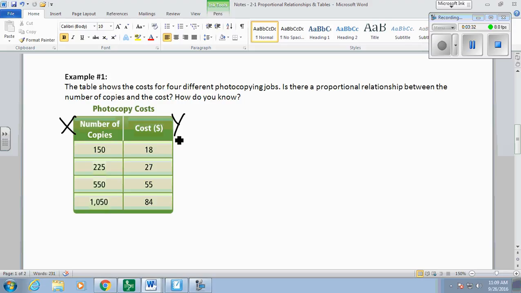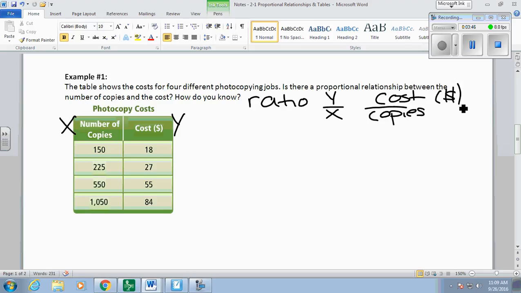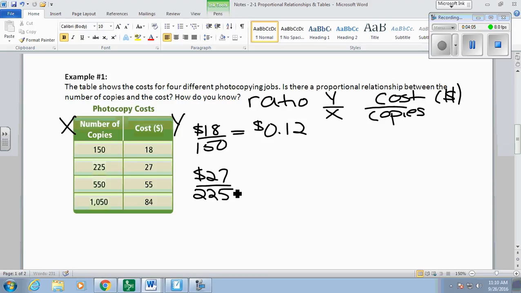We need to be comparing our ratio of y to x, which will be the cost to the number of copies. And if you look at that, the money is on top, which we just practiced with unit prices. So we're going to go through and actually decide if all of these ratios are equivalent. So our first one will be $18 to 150 copies to give me 12 cents per copy. Then I'll have $27 for 225 copies, which again is 12 cents per copy.